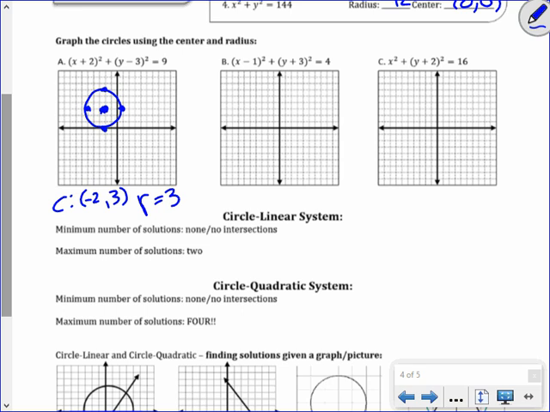Very easy. Alright, what about the next one? 1, -3. So the center would be 1, -3. And my radius? 2. Again, make sure you square root the number at the end. I'm going to go to 1, -3, and then I'm going to go up and down and then out both directions by 2. And then I connect that. Try to make it a little bit neater than what I can do on the board.